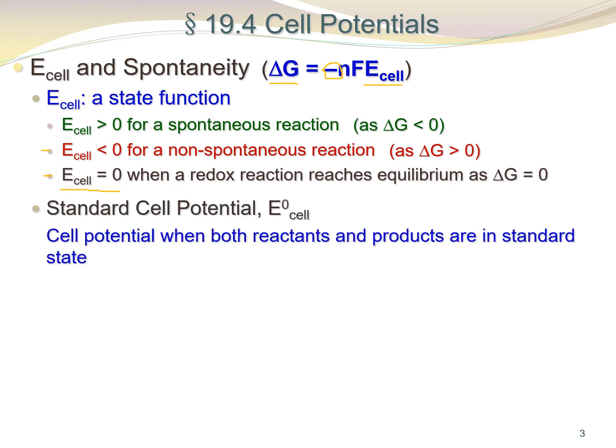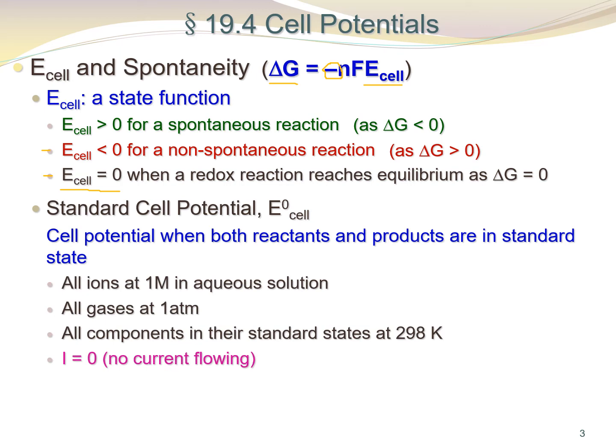Just like delta G, potential can be under the standard condition or standard states. So that means we follow the definition of standard states, like 1 mole of solution, 1 atm for all gas. All the things must be stable at 298 degrees Kelvin. And there's one more condition that we have to follow in order to get a standard cell potential. No electric current.